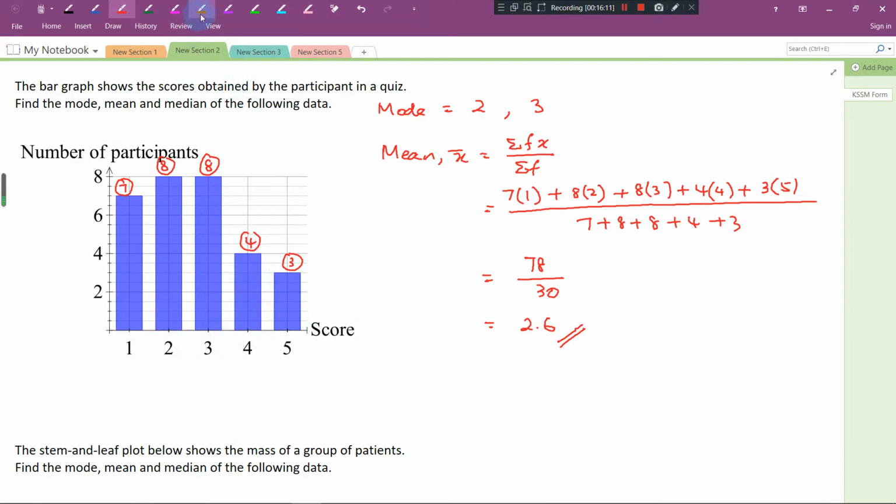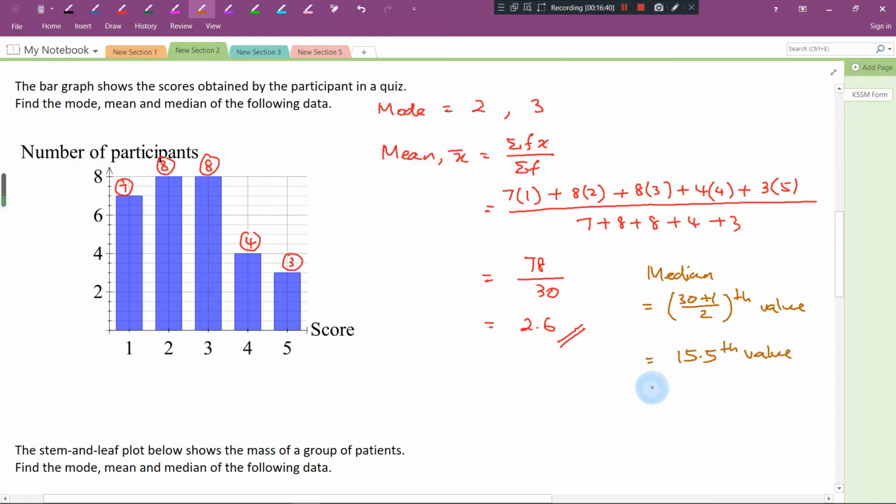Okay, so first we need to know the position of the median, right? Since the total number of participants is 30, I find the position of the median first. Take 30 plus 1 divided by 2. This will tell us the position. 30 plus 1 is 31, 31 divided by 2 is 15.5, right? So we know we have to take the 15th value plus the 16th value, add them together, then divide by 2, and then we will be able to get the median.